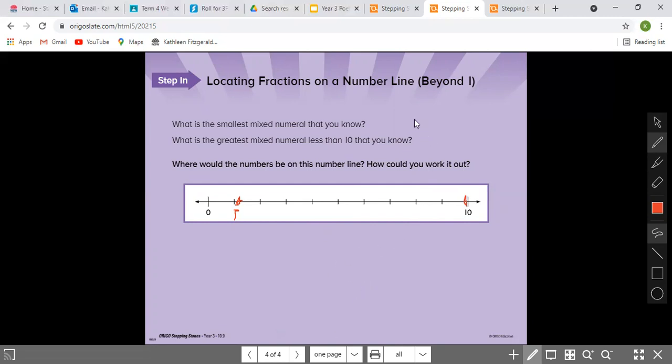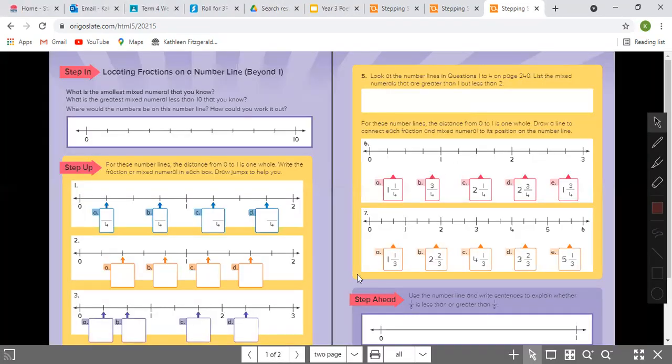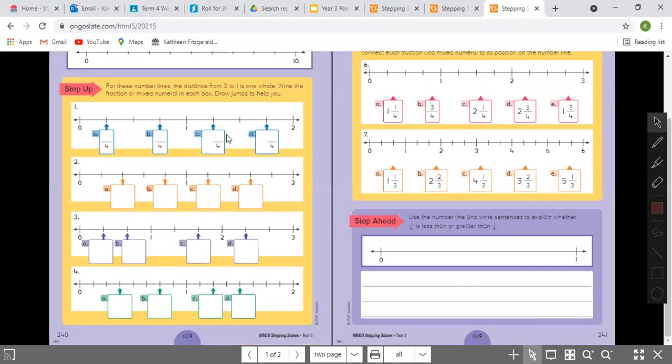It's fairly simple today. Let's have a look at the work in the book. Okay, in this case, you need to look carefully at the number line. Here's 0, here's 1, here's 2. Always the first thing you do when you're working on a number line is to work out what the 2 furthest apart are, and then work out what the ones in between are. So in this case, we've got 0 to 1, and it has been broken down into 1, 2, 3, 4. So we know we're going to be working with quarters.